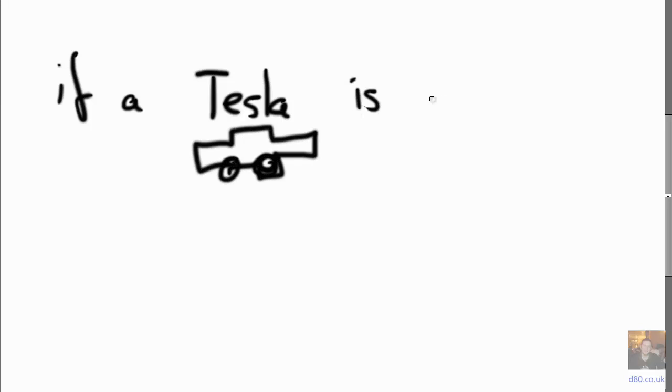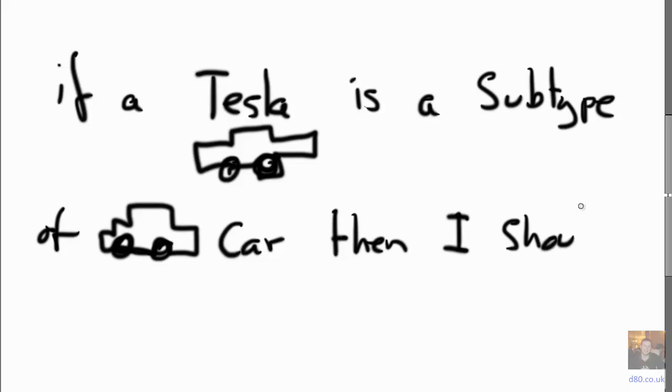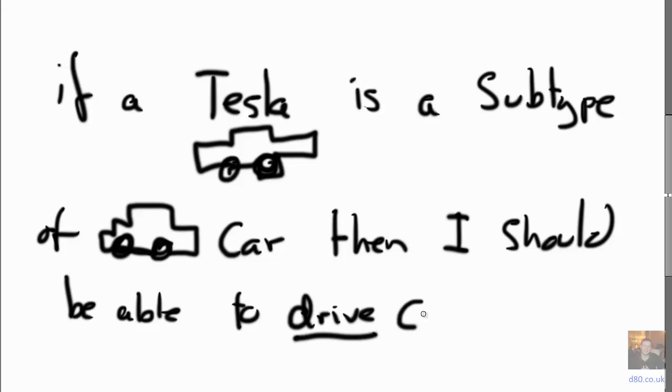But imagine in the real world, imagine if a Tesla is a subtype of a car, a little drawing of a car here, then I should be able to drive, and drive is a method or an operation on the car, a Tesla. Because a Tesla is a car, it inherits from it, therefore it should work.